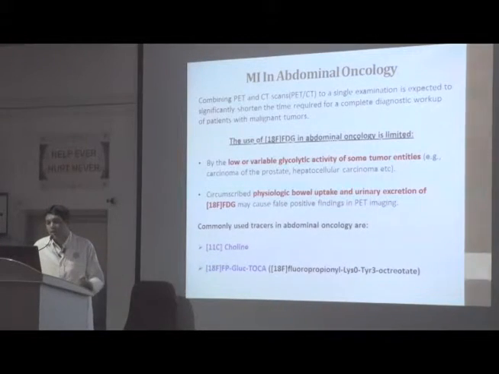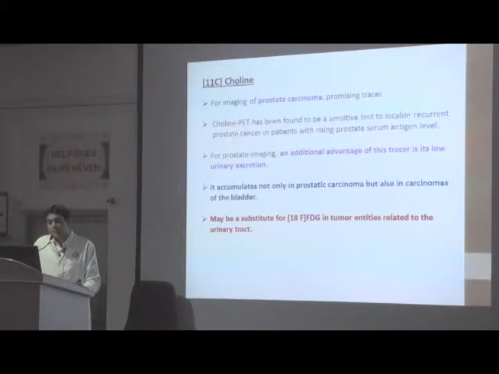FDG PET-CT in abdominal oncology. We cannot always use the F18 FDG for abdominal oncology because of certain limitations, like the low or variable glycolytic activity of some tumor entities, and some physiological overuptake and urinary excretion of the 18F FDG. Commonly used abdominal oncology agents are like 11C choline, F18 FP, glutathione, and 11C choline, which is used for imaging of prostate cancer.